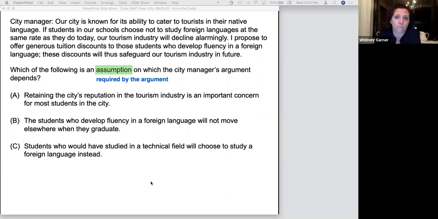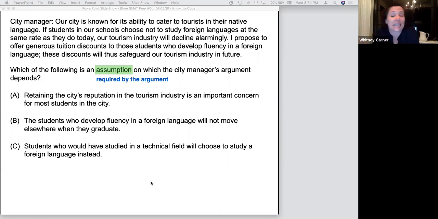Now, in this assumption family, one of the most common wrong answer types for an assumption is an answer choice that strengthens. So it's, yeah, that would be cool. That would probably be helpful, but it's not required. And so in this example, answer choices A and C are both nice to have. So these would strengthen the argument.